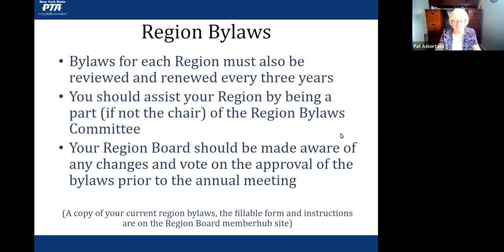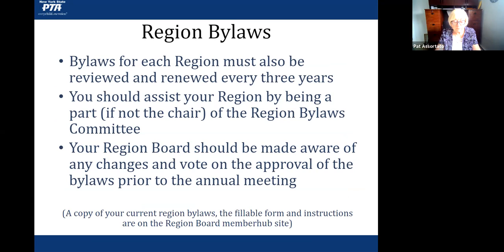Region bylaws. As with units, region bylaws must be reviewed and renewed every 3 years. As region bylaws chair, you should assist your region by being a part, if not the chair, of the region bylaws committee. There are 2 different fillable form patterns for regions. Be sure to compare your current bylaws to ensure that you are using the correct form for your region.